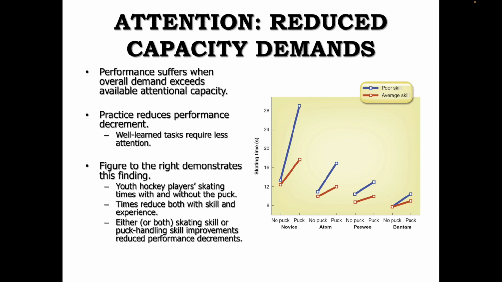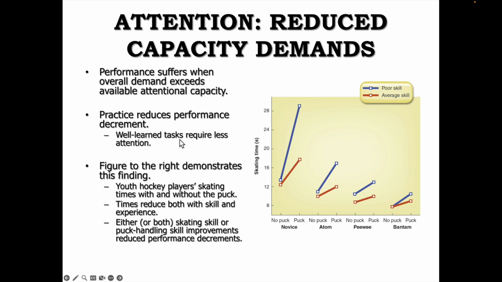Another thing we're looking at is attention, and specifically reduced capacity demands. So we know from talking about previous topics in this course that performance suffers when the overall attention demand exceeds our available attention capacity. Meaning if we receive too much information, we can't handle taking in all that information at once. But with practice, as we become more skilled, what practice does is reduce the performance decrement.